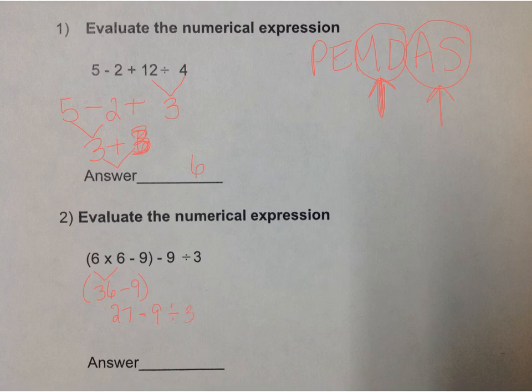Okay, I see I have subtraction and I have division. This is where some of you made a mistake. You were hasty and you went right to doing what was first in line. But we need to move over here to the division. 9 divided by 3 is 3. Bring down what I didn't use. And 27 take away 3 gives me a final answer of 24.